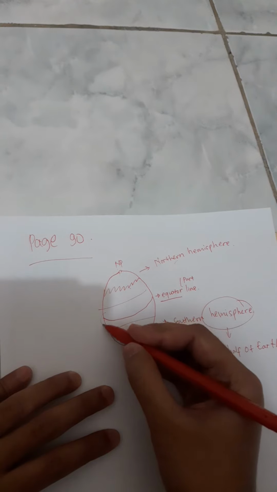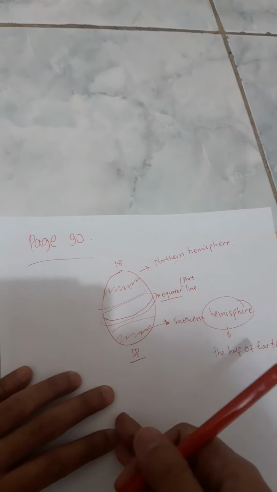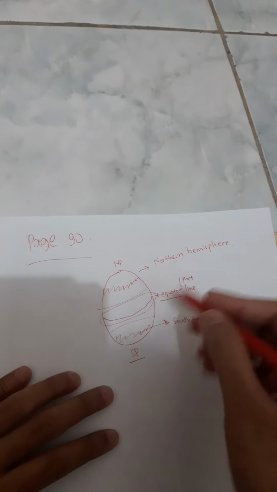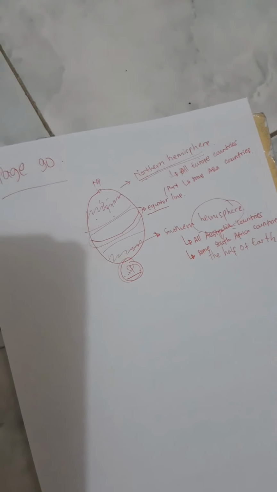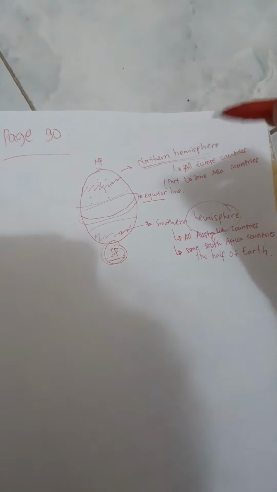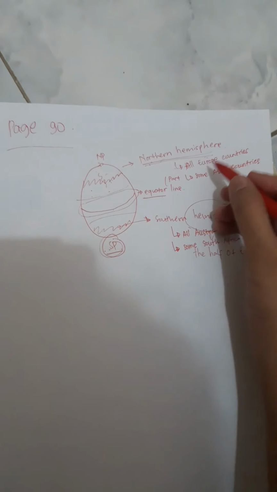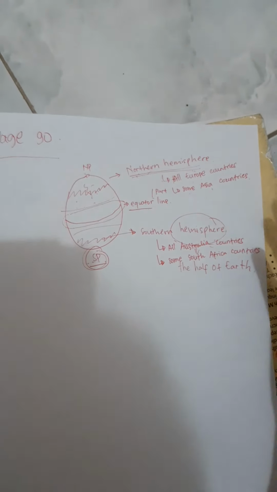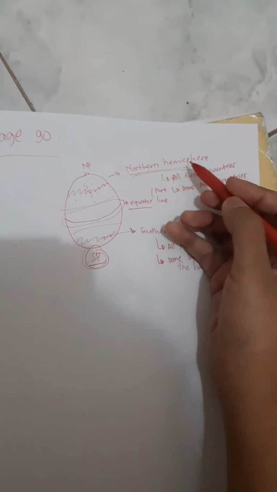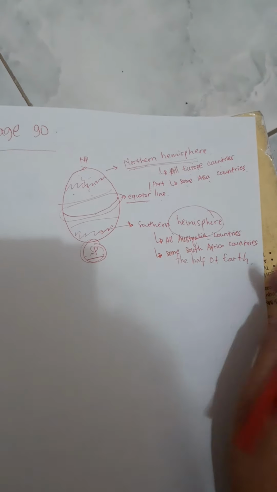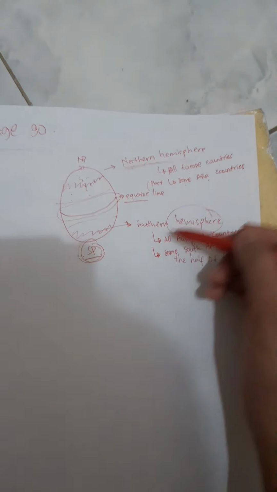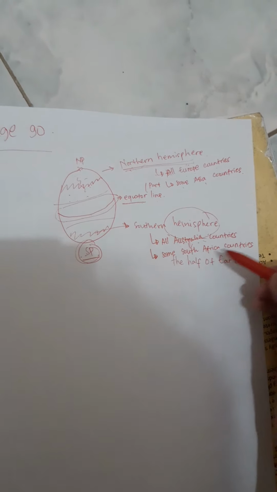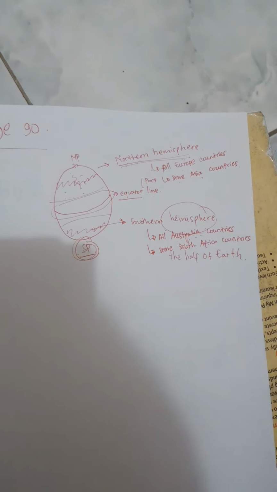And this part has no name. It does not belong to the northern or the southern. We call this the equator, or the equator line. Some countries belong to the northern hemisphere. For example, all countries in the Europe continent belong to the northern, and also some Asian countries. How about the southern hemisphere? All countries in the Australia continent belong to the southern hemisphere, such as New Zealand and Fiji Island, and also some South African countries.